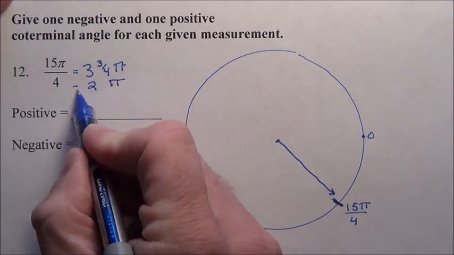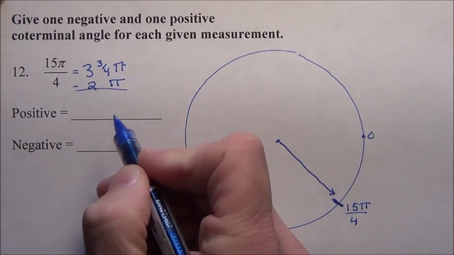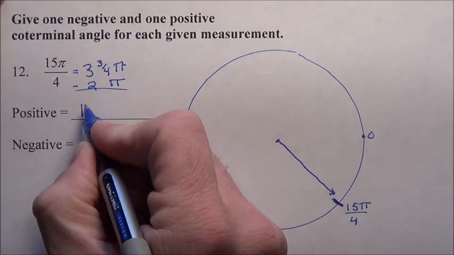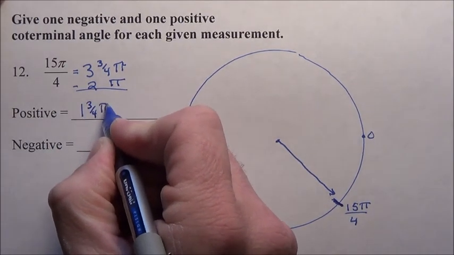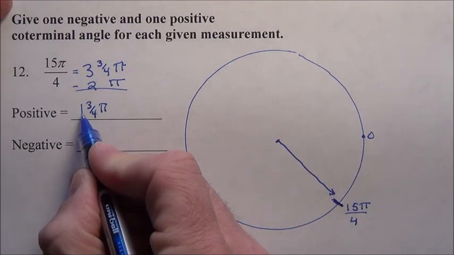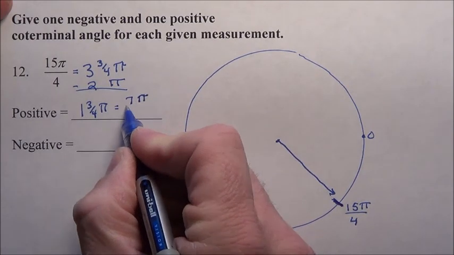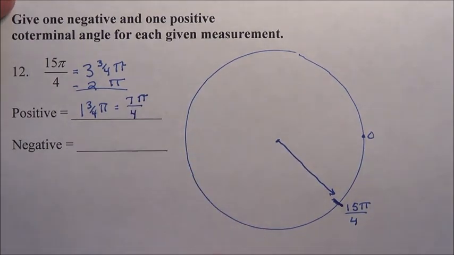I'm just going to subtract 2 pi from it. If I subtract 2 pi from it, that's obviously 1 3/4 pi. So this could be 1 3/4 pi, though we don't like to write it that way. We want it as an improper fraction. So 4 times 1 is 4, plus 3 is 7. So this is the same as 7 pi over 4. There would be a positive one.